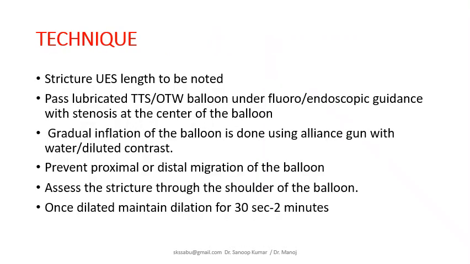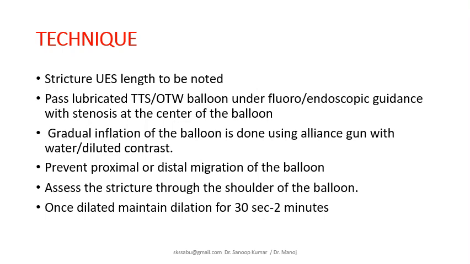The technique is that the stricture should be noted under visualization, and the length of the stricture and its distance from the upper esophageal sphincter should be measured. So through the scope, after lubricating, you can keep a guide wire, and through the guide wire you can introduce the CRE balloon, or even without the guide wire you can introduce it. Commonly the practice is that it is introduced through the guide wire, and gradual inflation of the balloon is done using the alliance gun which I showed you, using water or diluted contrast.